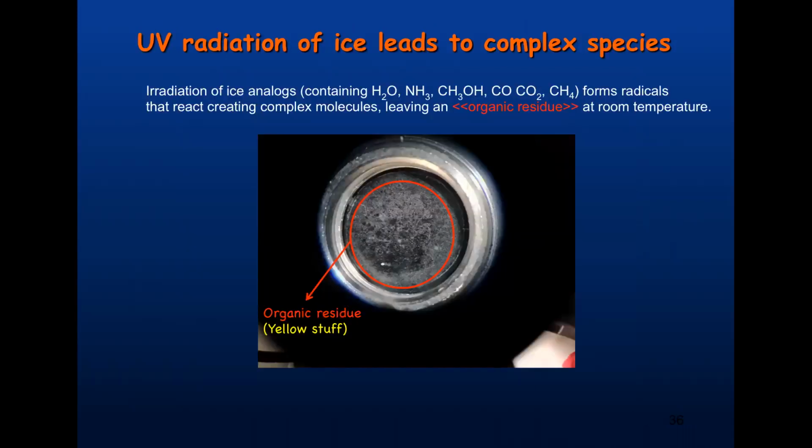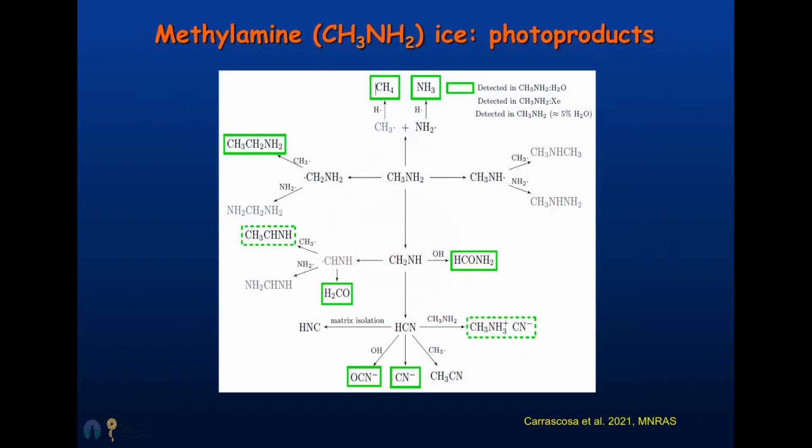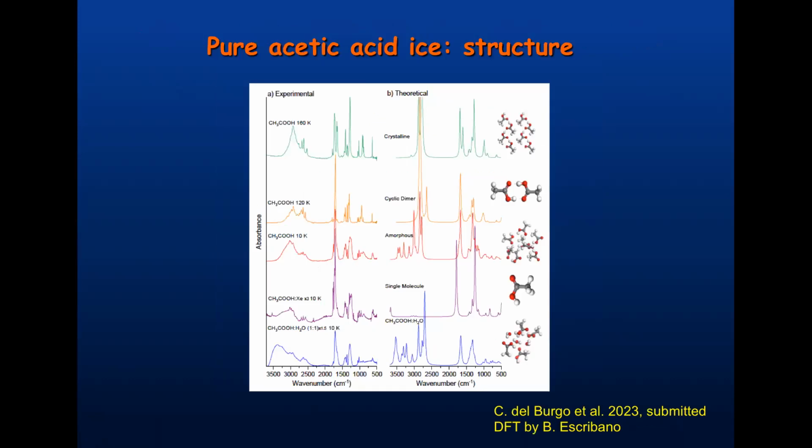So this organic residue that remains at room temperature is also known as yellow stuff, and it's made by radical reactions in the irradiated ice. So, well, first of all, things can become chemically very complicated. If you take pure ice made of methylamine, you can see that the number of reactions becomes large. And furthermore, you also need to take into account the ice structure, because it also plays a role in the chemistry. And this is what we see here.